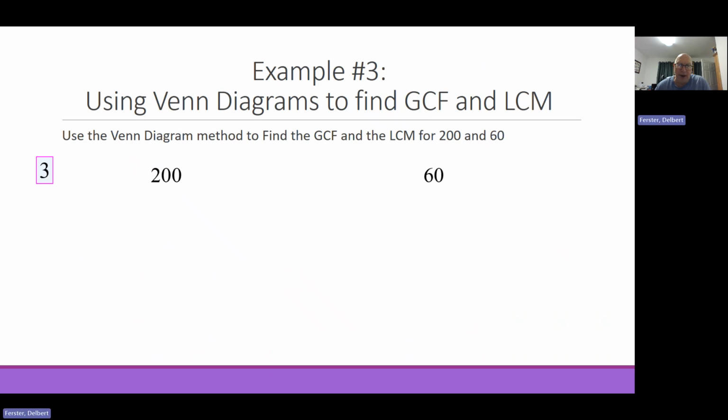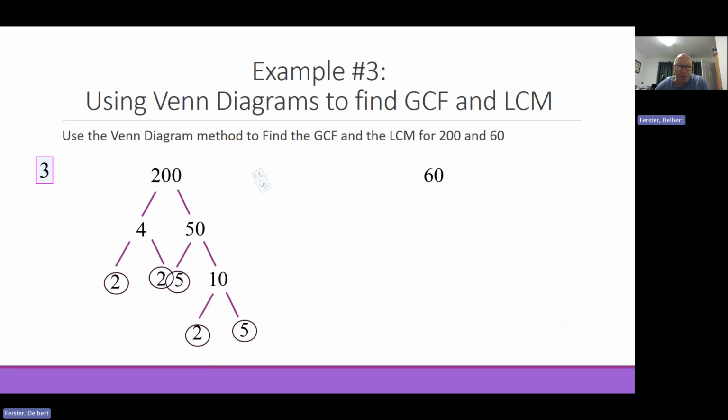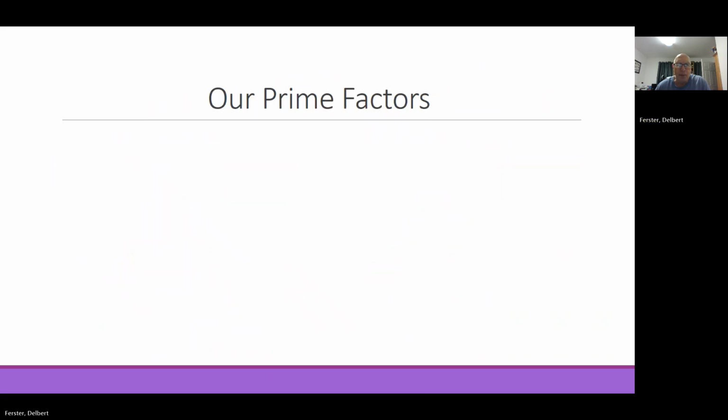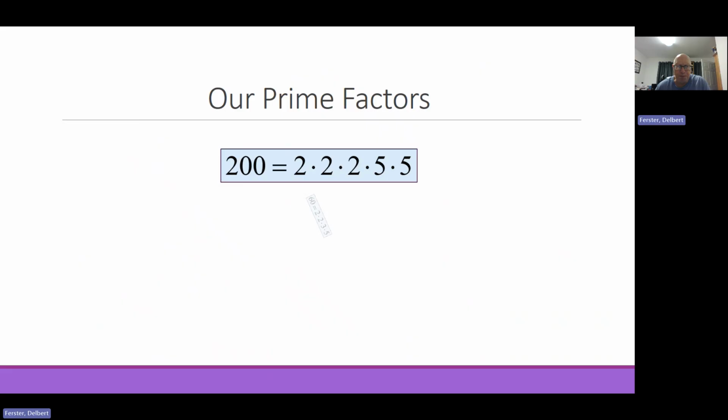Okay, second example with Venn diagrams. Let's go ahead and get our primes. So for 200, looks like a bunch of 2s, a couple of 5s, 2 to the third, 5 squared. For 60, looks like a couple of 2s, a 3 and a 5. There's a recap for you.